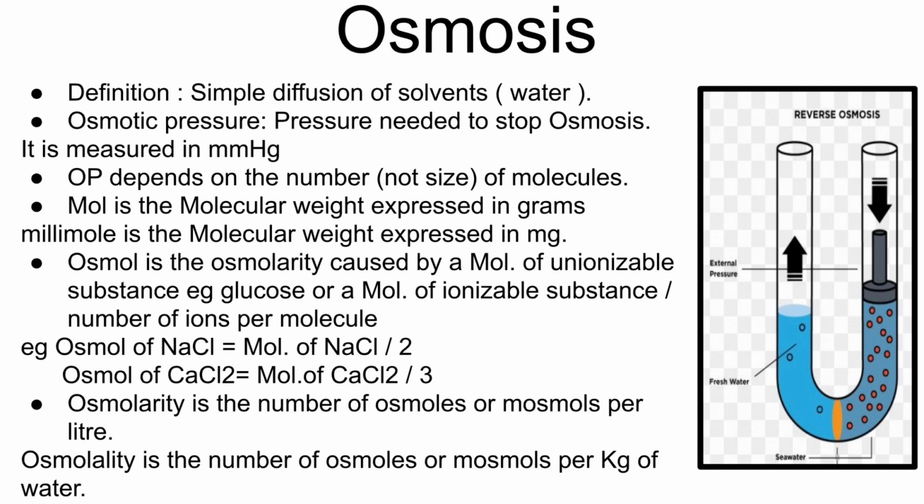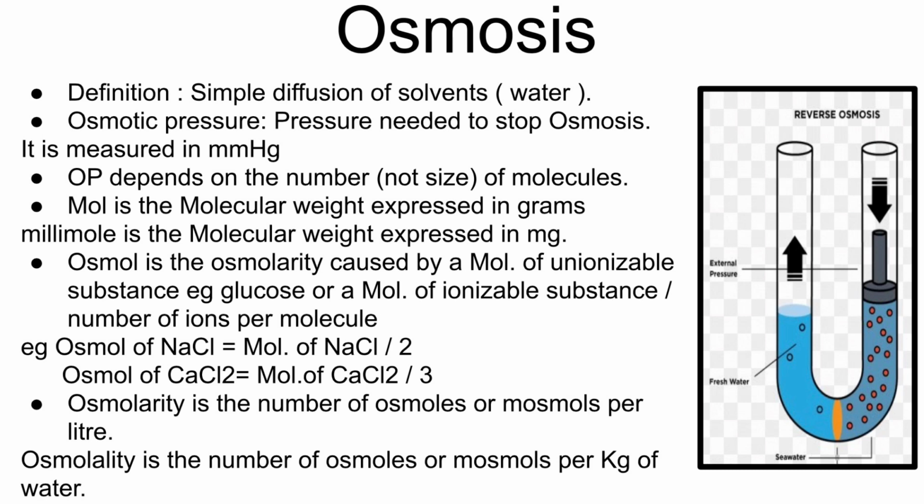1 molecule of calcium chloride gives 3 ions. So, 1 mole of calcium chloride gives 3 osmoles. So, osmole of calcium chloride equals a mole of calcium chloride divided by 3. So, in conclusion, osmole of ionizable substance equals mole divided by number of ions per molecule.